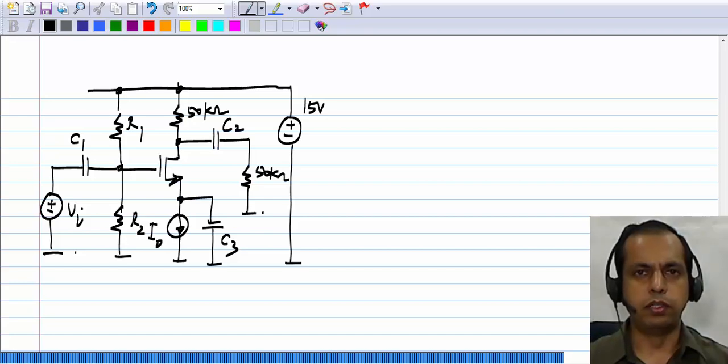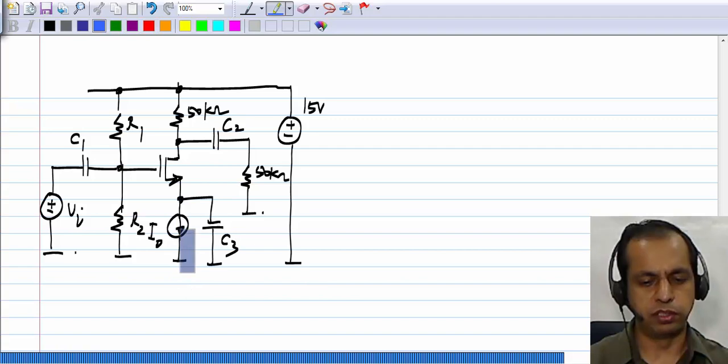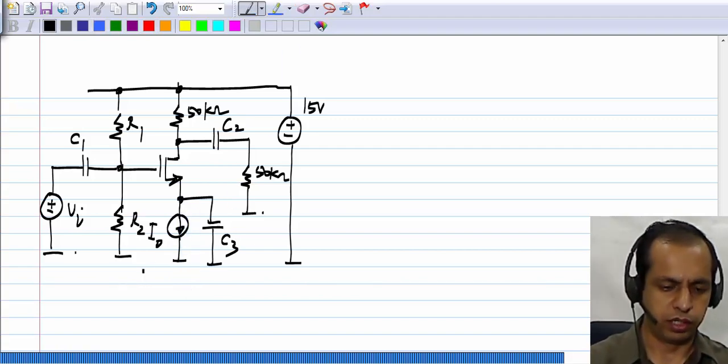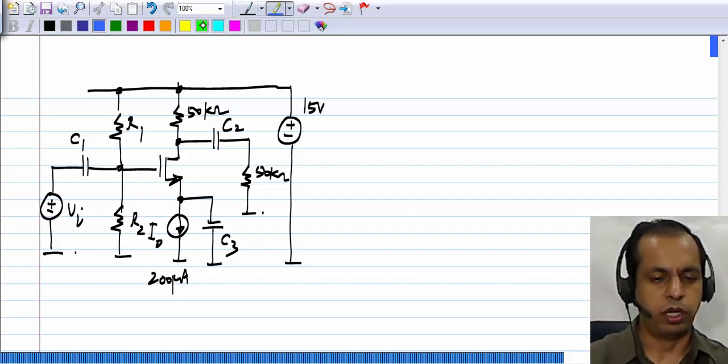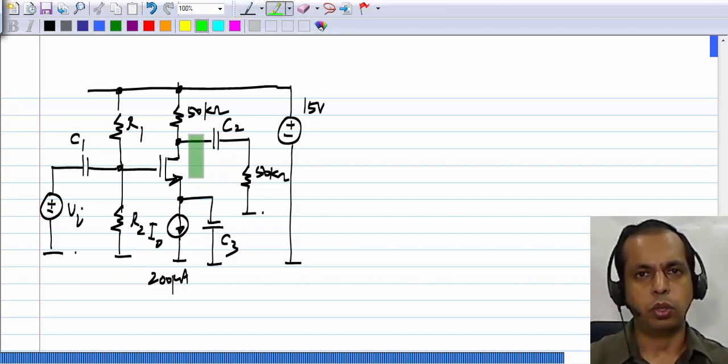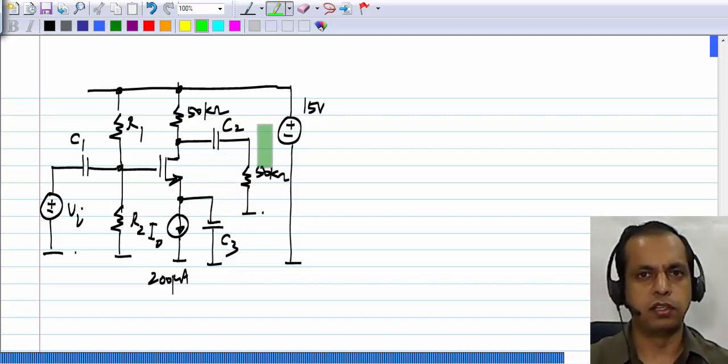Now we will evaluate the swing limits of this amplifier. What I have shown here is a common source amplifier with source feedback biasing. The swing limits depend on the total quantities. That is, when the total drain source voltage becomes smaller than the total gate source voltage minus the threshold voltage, it enters triode region. Similarly, when the total drain current becomes 0, it enters cutoff.